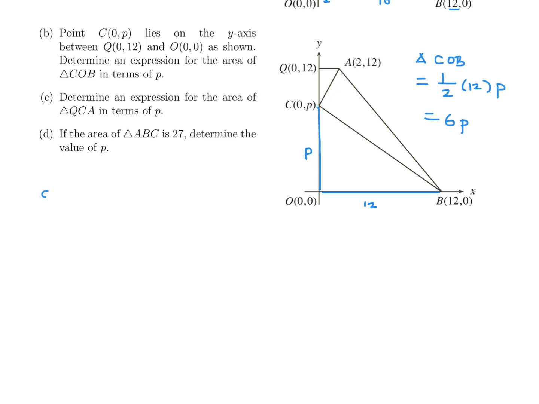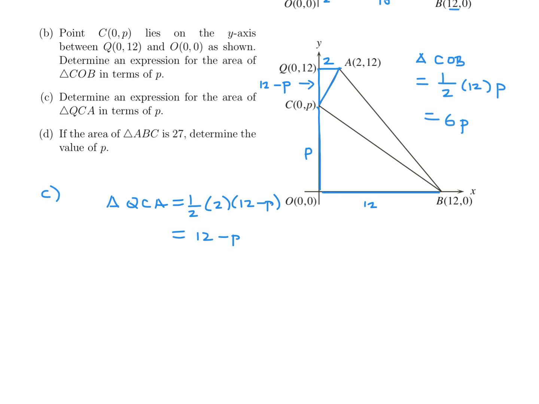Moving right along, determine an expression for the area of QCA. QCA, where's that? Up here. Okay, so we got this little guy here, QCA. So this is 2, and this distance here is 12 minus p. So triangle QCA would be 1/2 base times height, which is 2 for the base and 12 minus p for the height. So that is 12 minus p.